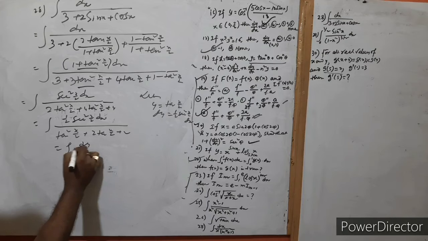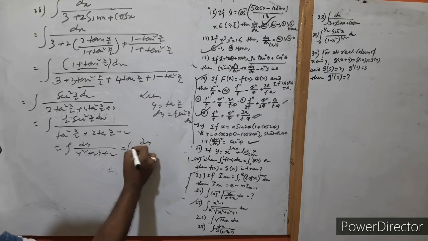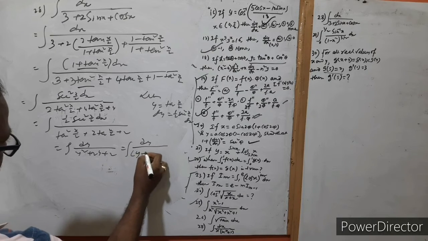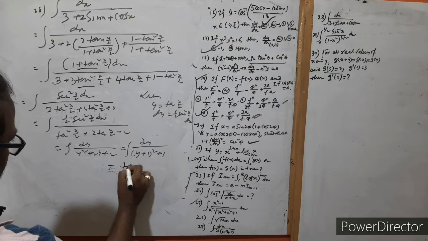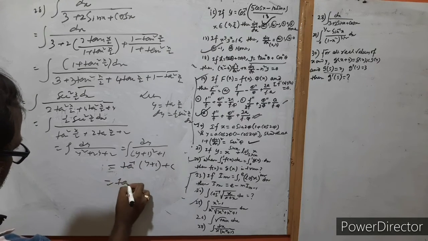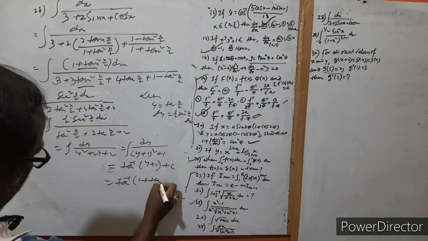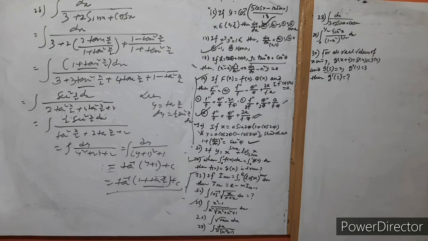So this is dy over y square plus 2y plus 2, which is dy over (y plus 1) whole square plus 1. So tan inverse of (y plus 1) plus c, which is tan inverse of (1 plus tan(x/2)) plus c. So this is the answer for question 28. Okay, see carefully. Now follow question 29.